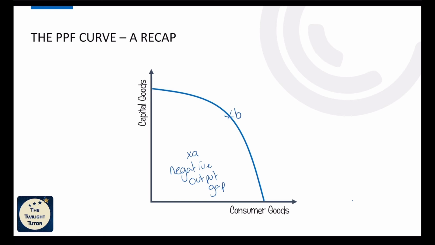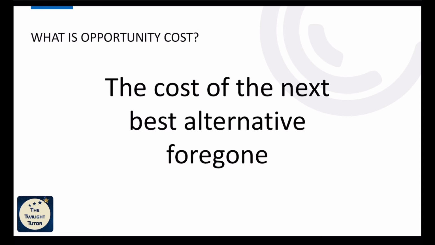For instance, if policymakers wanted to increase capital goods from point B towards point C, that would cause a reduced number of consumer goods to be produced. You can consider opportunity cost in terms of time or money.